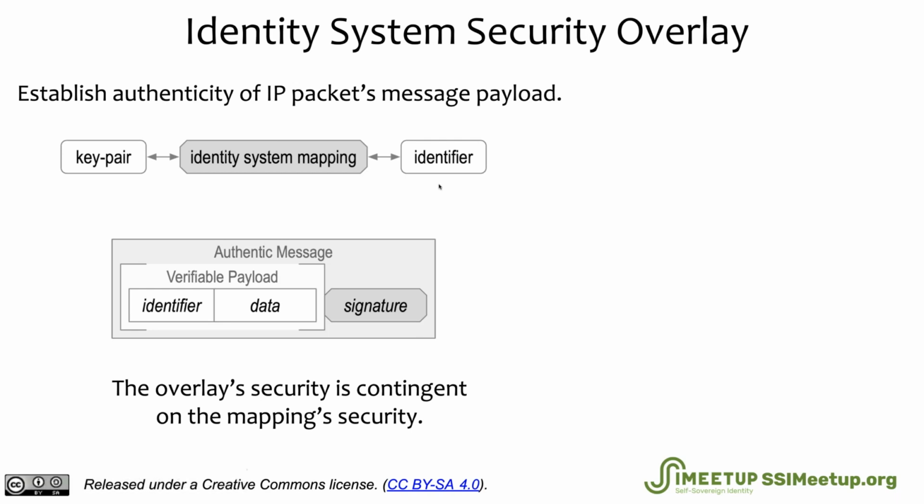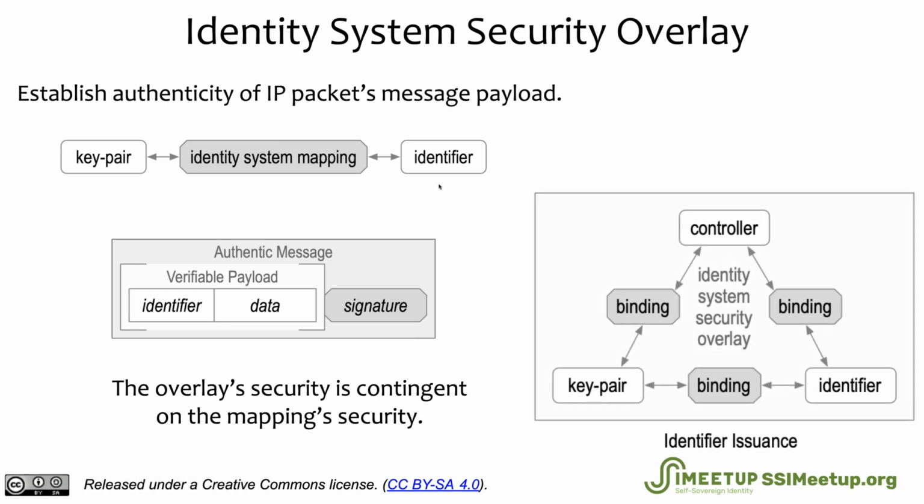The security of this approach is contingent on the security of the mapping between the key pair and the identifier. What that means is that when you issue an identifier, you're making three bindings. You're binding a controller to a key pair, you're binding a key pair to an identifier, and you're binding a controller to the identifier, because you're basically saying this controller is associated with this identifier and controls this identifier through this key pair. And if any of those bindings are weak, then you have a security vulnerability.